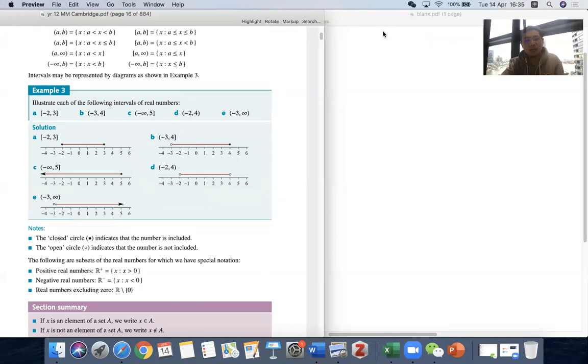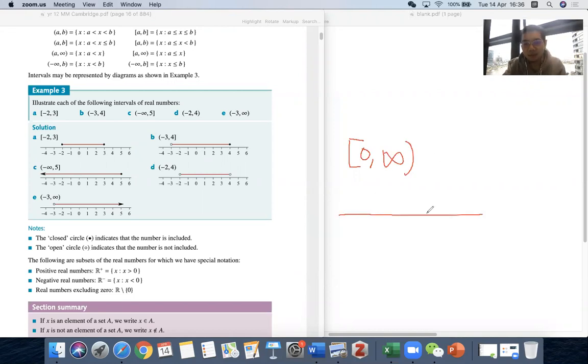Okay? Now I'm going to show you some really good ways to write some sets. So some people are going to say, okay, I like to represent this one, 0 to positive infinity, okay? So this is our number line, 0, 1, 2, 3. So we keep going. And this one, 0 over here, we keep drawing, okay?